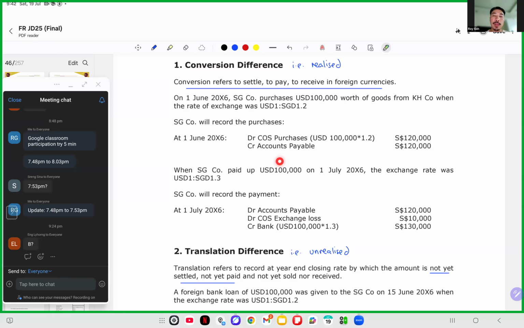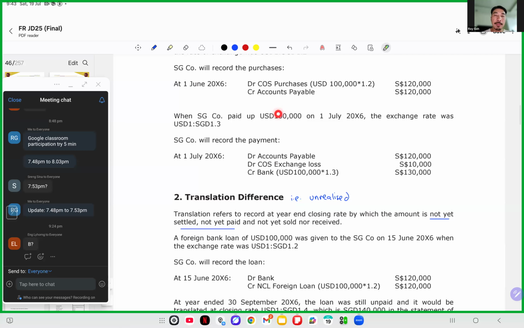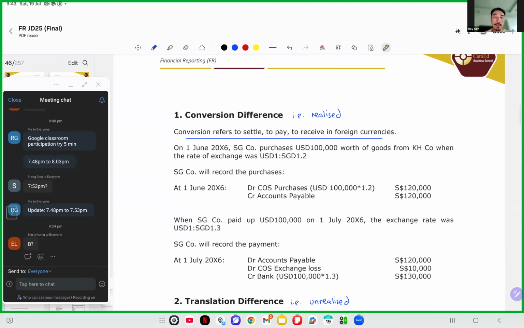And it has been settled, it's been realized. When you pay, you credit your bank. The exchange rate is now 1.3, so when you pay at 1.3, it is 130,000 to settle the amount of 100,000 US dollars. You settle your liability, but you pay more. Not because you bought more, but because the Singapore dollar weakened and the US dollar strengthened, we suffer a loss. What do I call that? Conversion.